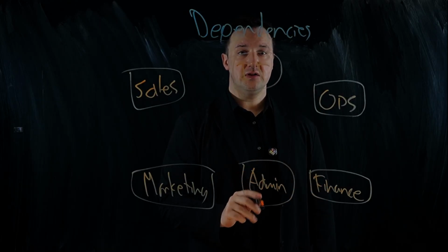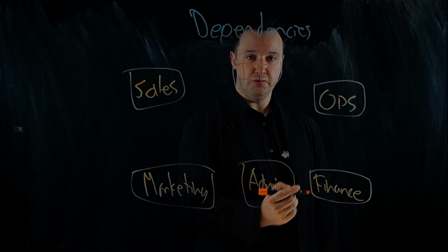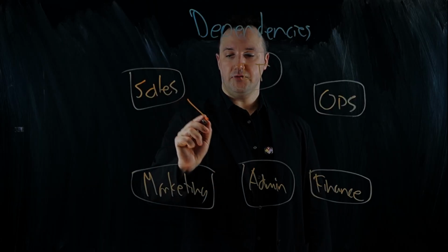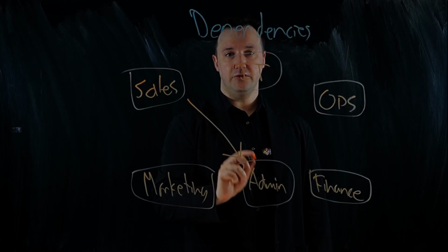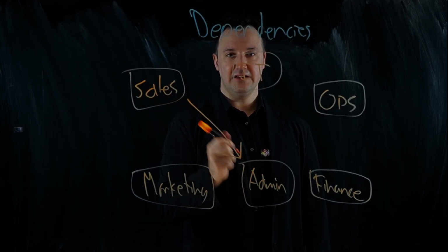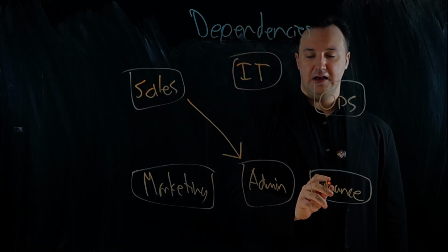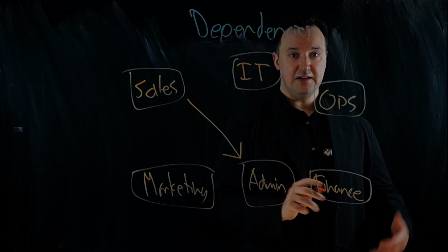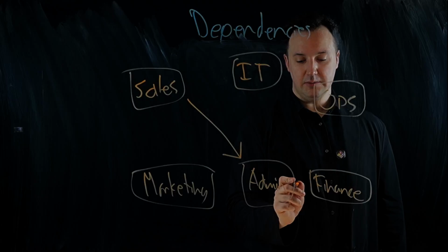In a larger organization, it's probably admin is going to direct it to finance. So we know sales is going to have a direct line into admin. Admin can't serve its function unless sales is giving it input. And then finance requires the transfer of that data from admin that's going to send it the email or whatever.